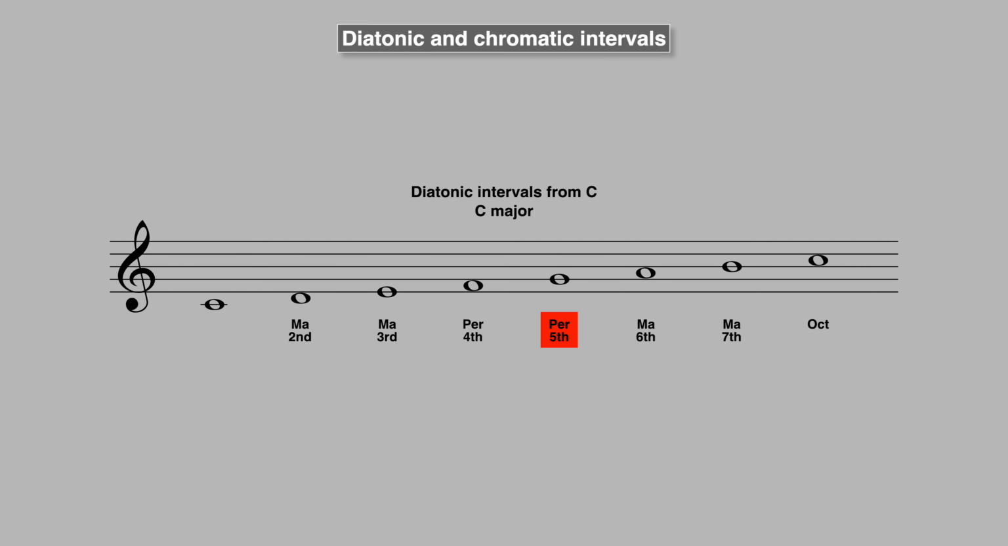Similarly, the fifth scale degree of any major scale will always be a perfect fifth interval above the tonic. And the second, third, sixth, and seventh degrees will always be a major second, third, sixth, or seventh interval above the tonic of any major scale. The octave is considered a perfect type interval. Let's create some different major scales to see that the diatonic intervals remain the same.